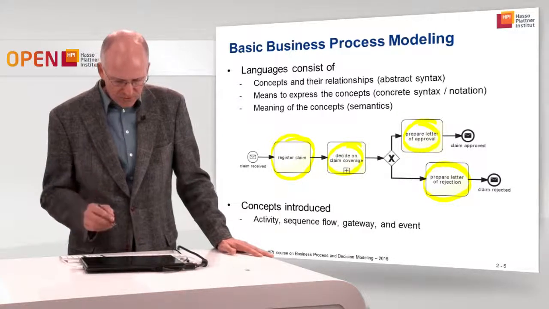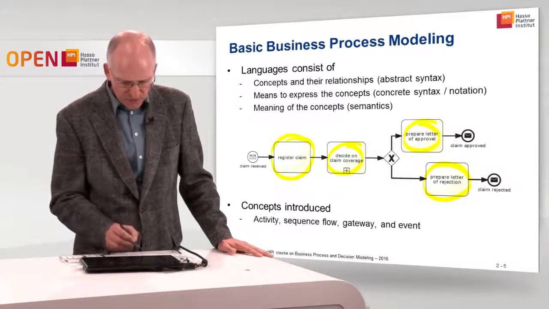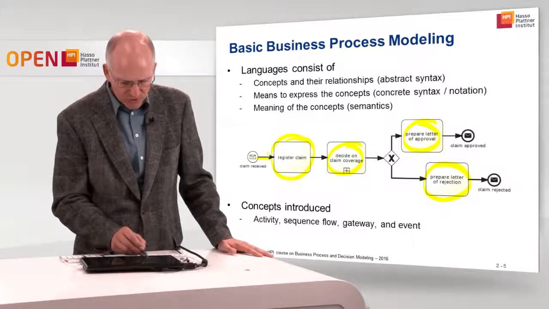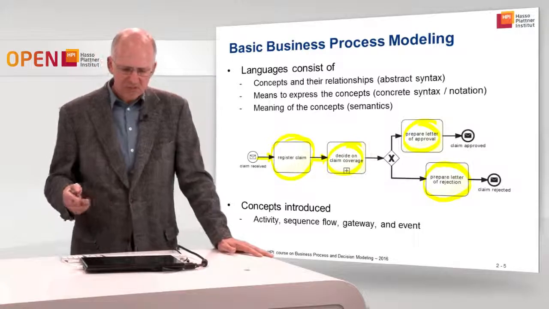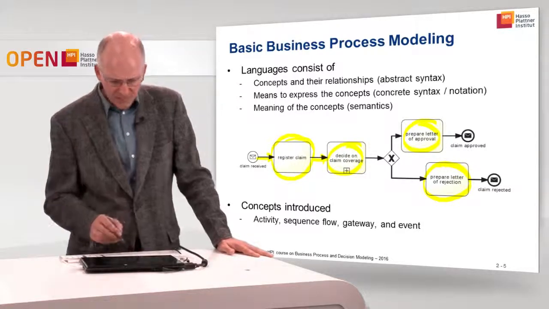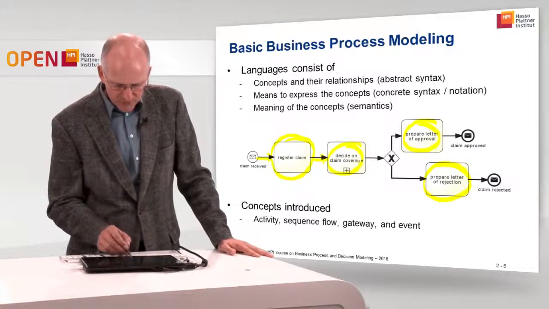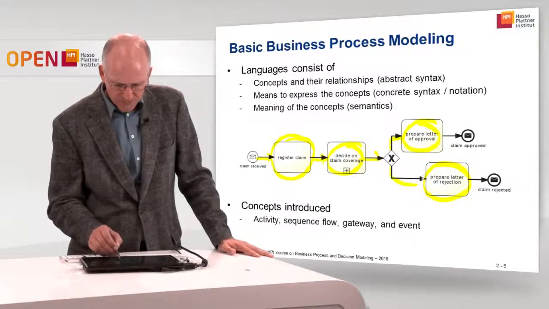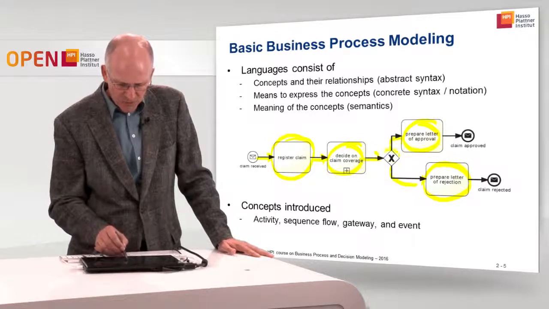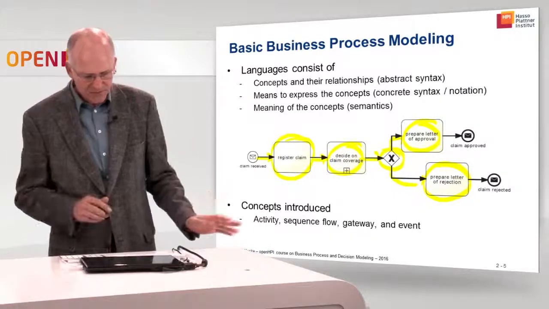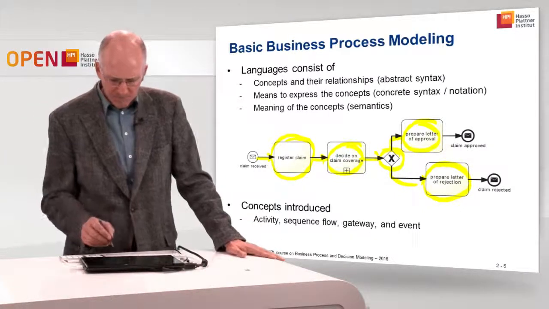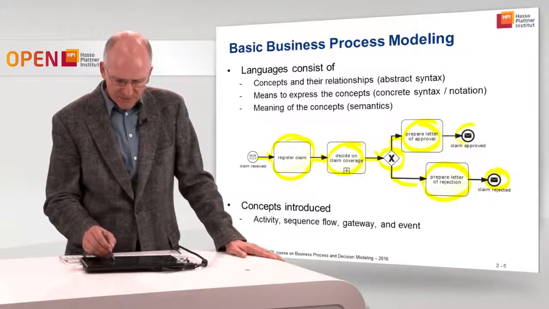What is the other concept? The other concept is a sequence flow. We need to have ordering, execution ordering. That's the second concept in the context of the abstract syntax. Sequence flow is what you see here. Then you see the gateway. There is one gateway. That's a decision point or a point where concurrency starts. And we have events. These are 4 events.